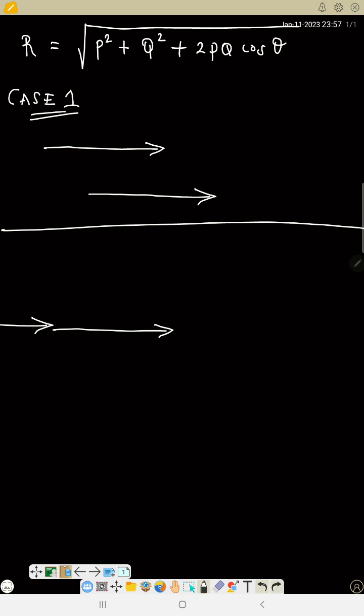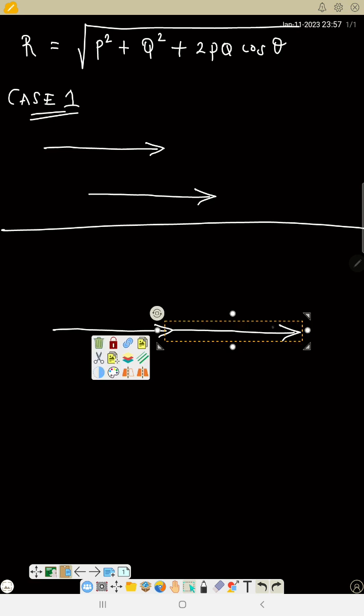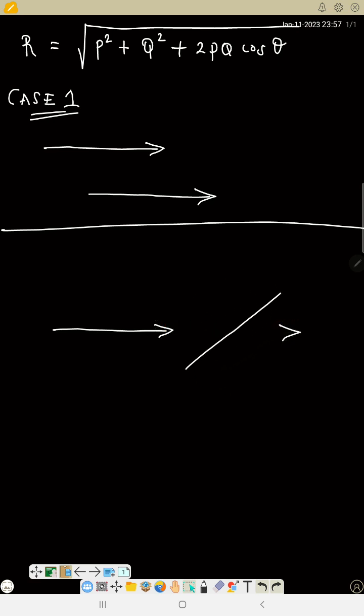Now remember, if you are moving, you can never change direction, meaning you can't move and change direction. So look at this now. I can rotate it like this.